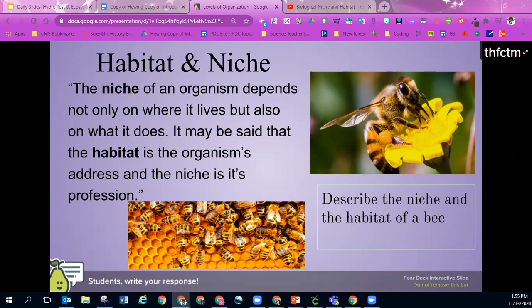The niche should be to pollinate the flowers, make the honey, and take care of the queen. Yes. See, somebody knows a lot about bees.